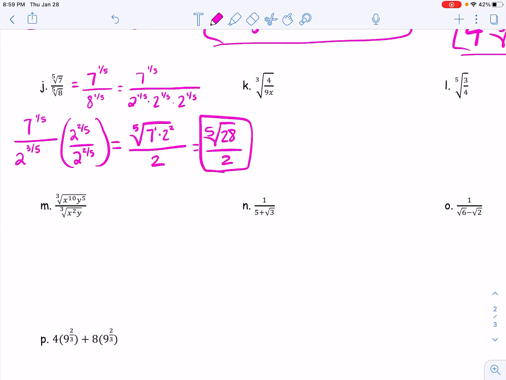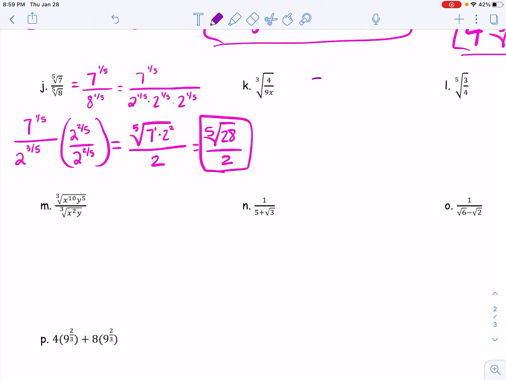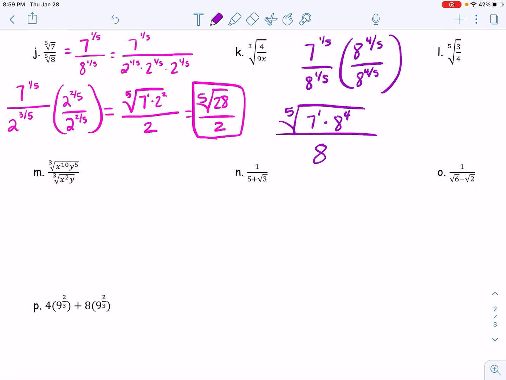Final answer. If I wouldn't have done this step, then I would have done, let me just come over here, 7 to the 1/5 divided by 8 to the 1/5, and then I would have said, okay, well, then we have to divide or multiply by 8 to the 4/5 and 8 to the 4/5. So then that gives us 8 in our denominator, and then the 5th root of 7 times 8 to the 4th power, which is going to be this big number that I then am going to have to break down to then simplify. I'm taking more time.